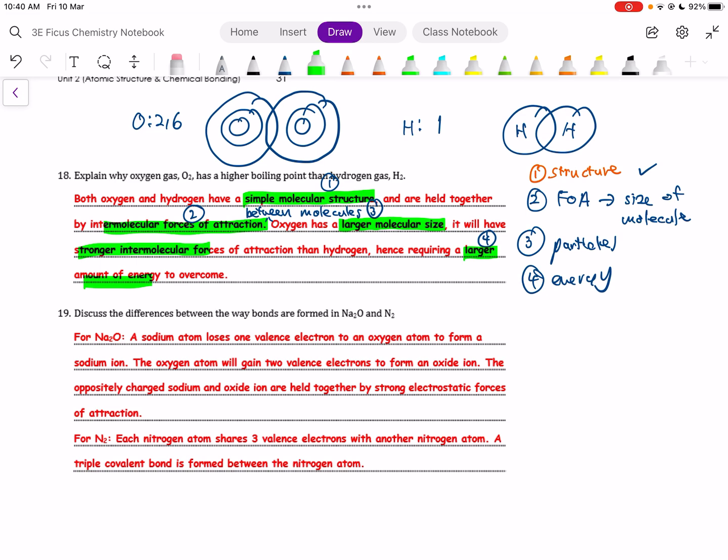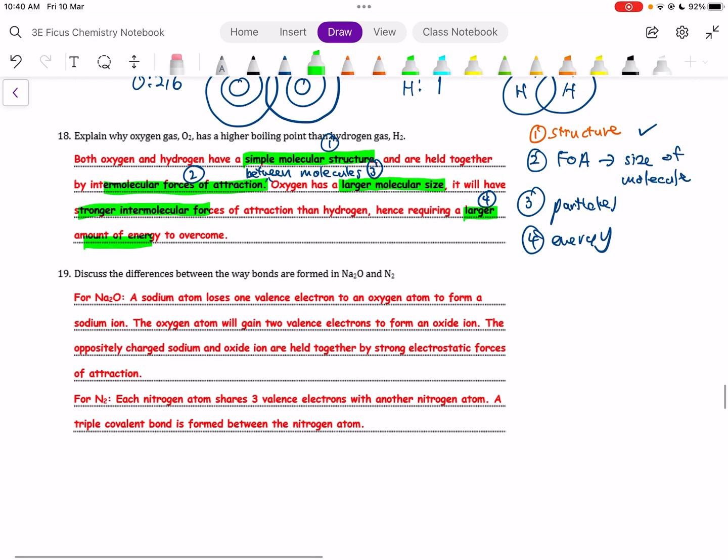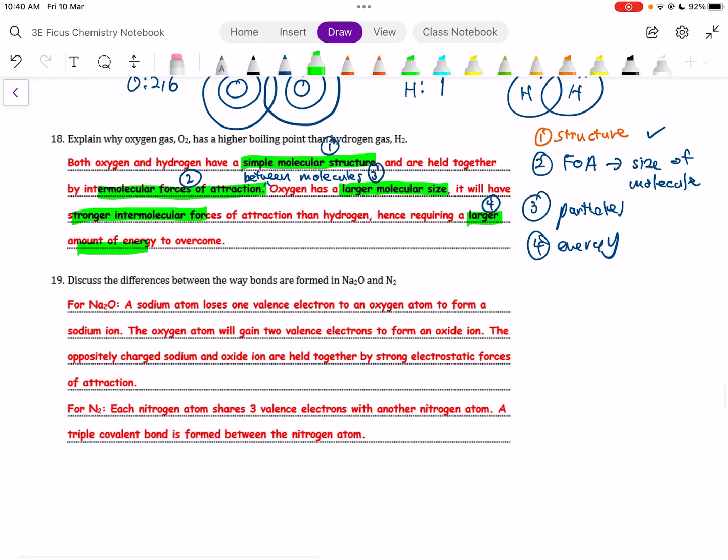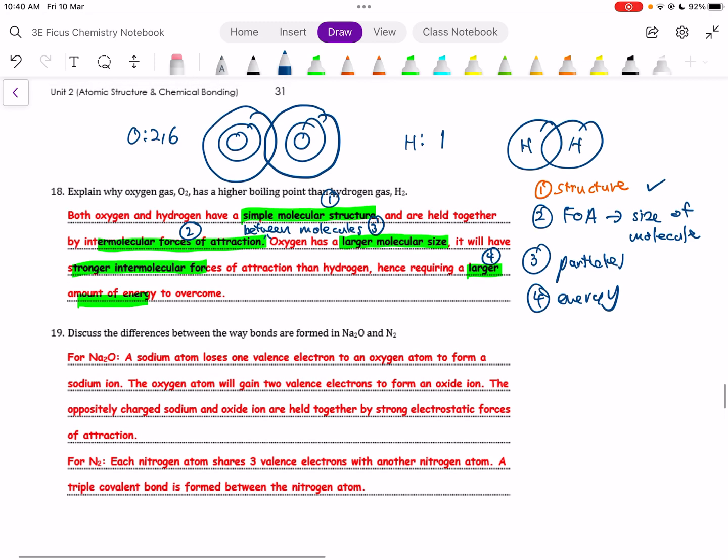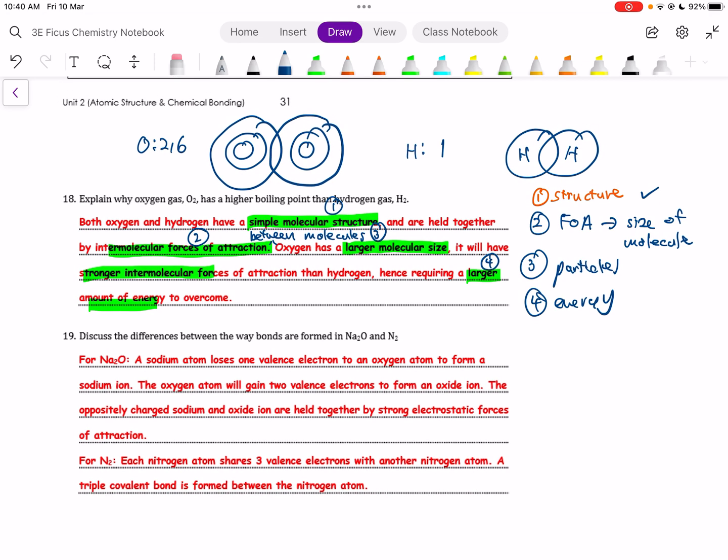Okay, then going to question 19 now. Question 19 is also an O level question actually, I think in 2019 or 2020, but not a too tough one. So discuss the differences between the ways bonds are formed in Na2O as well as N2. This one is an ionic compound, and this one is actually a covalent one.